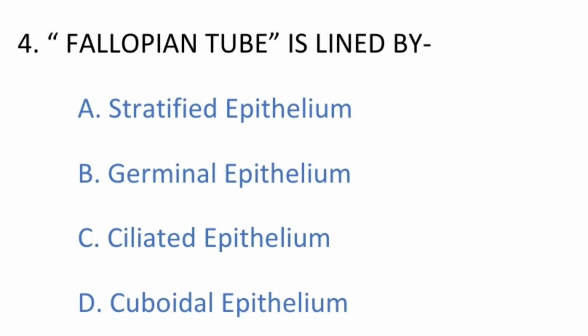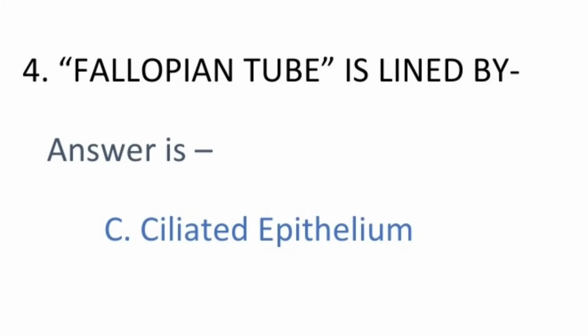नंबर 4, fallopian tube is lined by, options are A, stratified epithelium, B, germinal epithelium, C, ciliated epithelium, and D, cuboidal epithelium. So our fallopian tube is lined by option number C, ciliated epithelium.